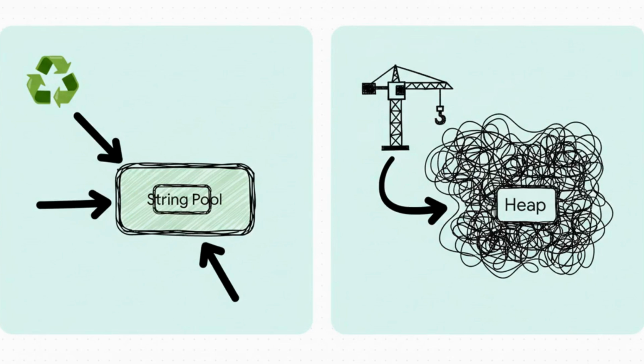Now, this slide shows two totally different ways to get to the same result. On the left, when you create a string with quotes, that's called a literal. Java's being smart here. It first checks the string pool. If the string test is already in there, it just points your new variable right to it. No wasted memory. But on the right, when you use the new keyword, you're basically telling Java, hey, I don't care about the pool. I want you to create a brand new object on the main memory heap, no matter what.